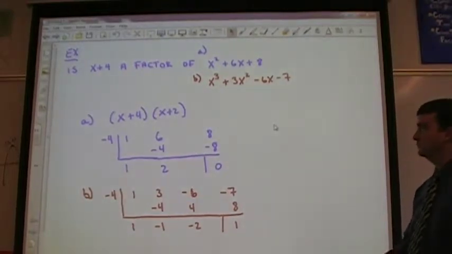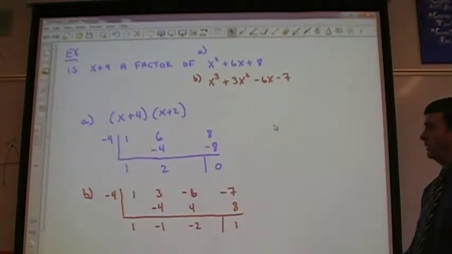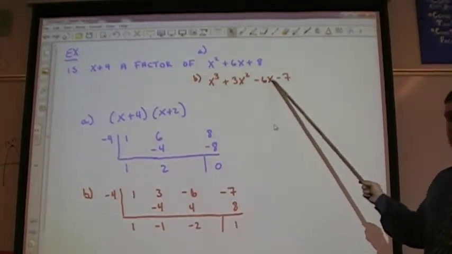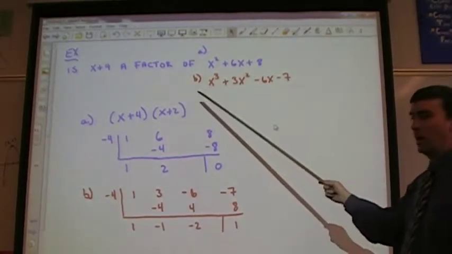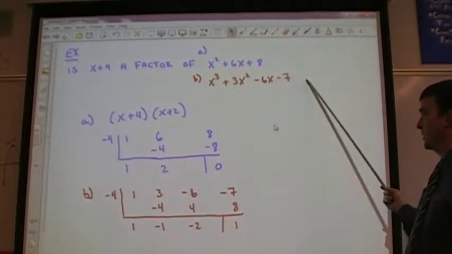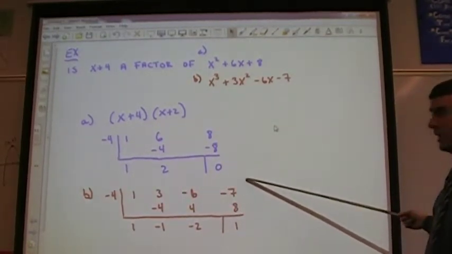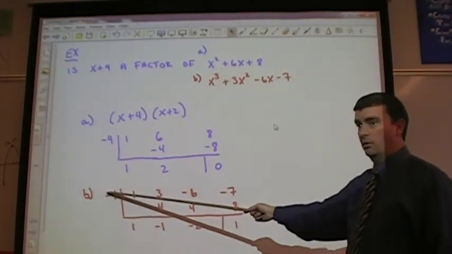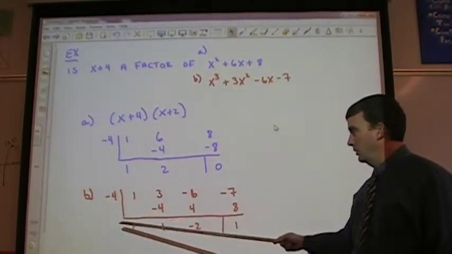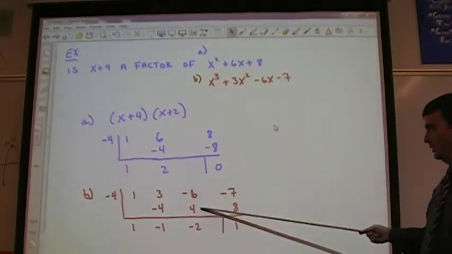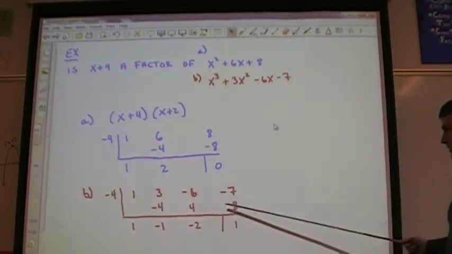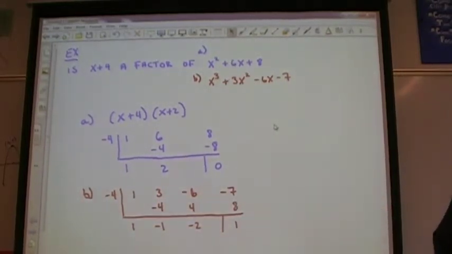So you have to get a remainder of 0 for it to be a factor? Yes. This one is not as easy to factor as we did up here, so just go straight to synthetic division. Inside the box, 1, 3, negative 6, negative 7. Outside the box, still negative 4. Drop your 1, negative 4, negative 1, positive 4, negative 2, positive 8. Remainder of 1. Is x plus 4 a factor of part B? No, because we did not get 0 as a remainder.